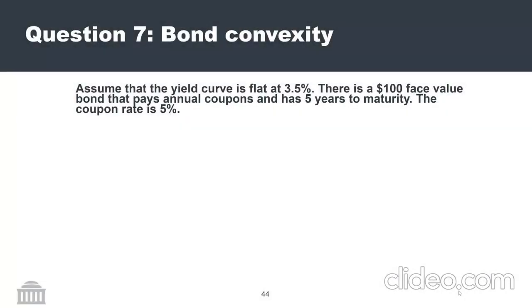In this question, we will learn how to compute bond convexity, and we'll learn how to use it to approximate the change in the value of our holdings or in the value of the bond. We'll assume that the yield curve is flat at 3.5%. We will assume that there is a $100 face value bond that pays annual coupons and has 5 years to maturity. The coupon rate is 5%.